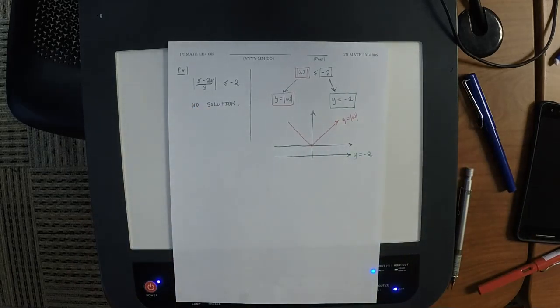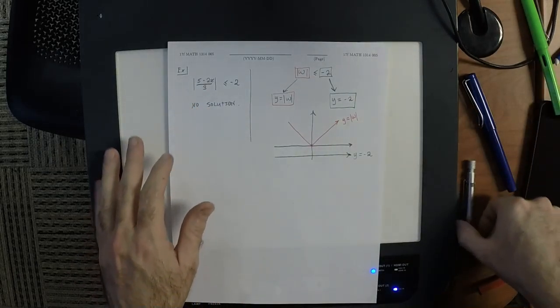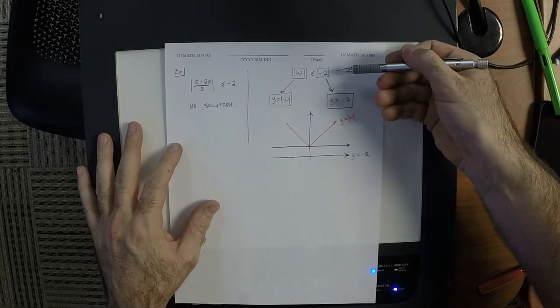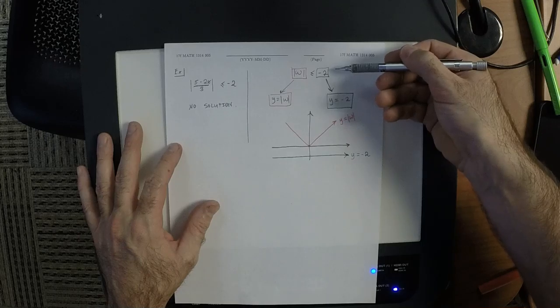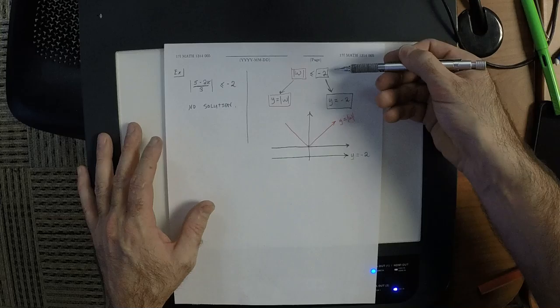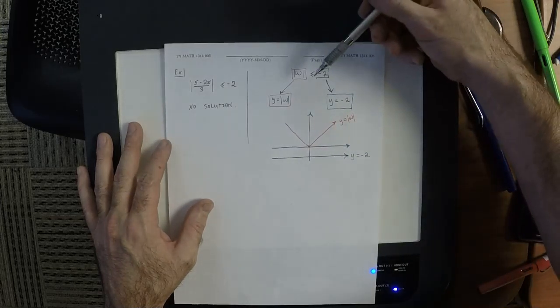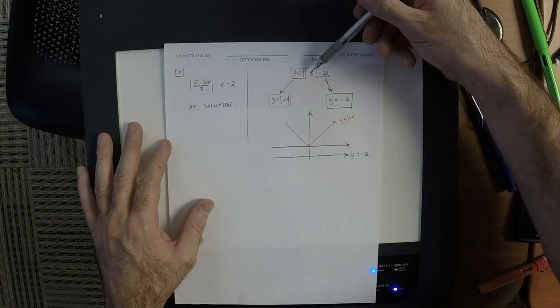And then the question we need to ask is, would someone please say out loud in plain language what this inequality is requesting? Yeah. Where is, please tell me all the locations where red is below green.